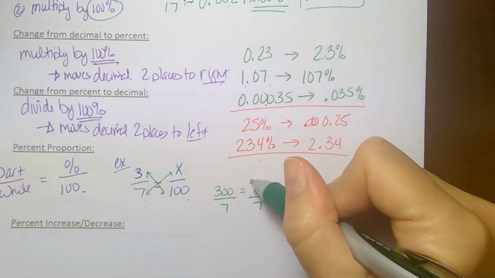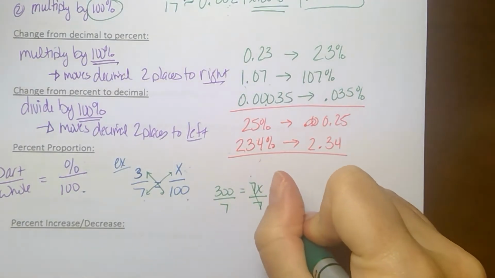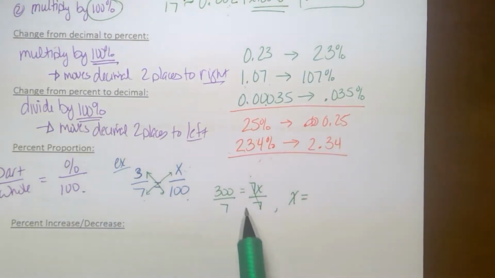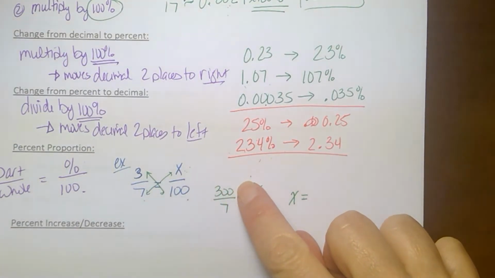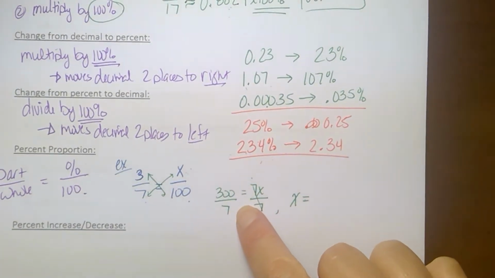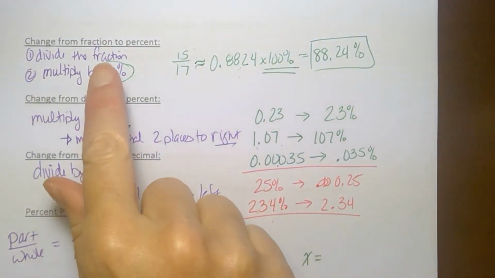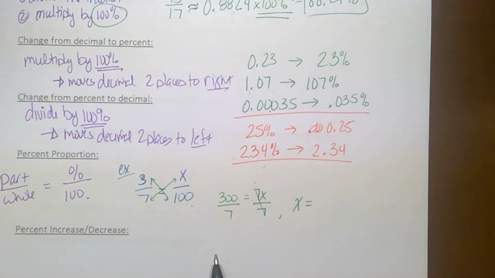When I divide by 7, anything over itself is just 1. So that leaves me with x on the right side of my equation. And x is equal to whatever 300 divided by 7 is. Now, before we plug that into our calculator, I want to point out to you that if I took 3/7 and then multiplied it by 100, that's what I would get, 300 over 7. So my percent proportion ends up being the same steps as changing from a fraction to a percent. Okay, plug 300 divided by 7 into your calculator.